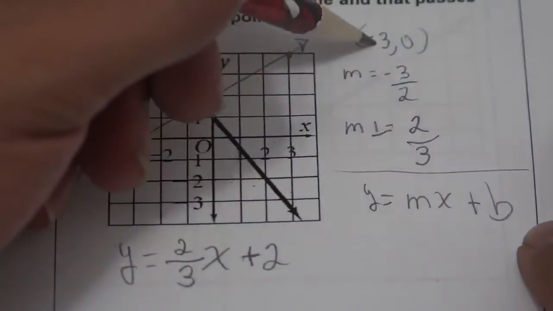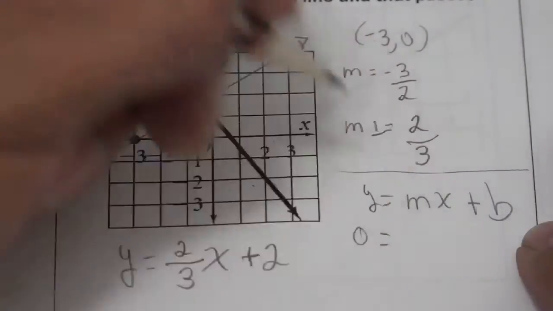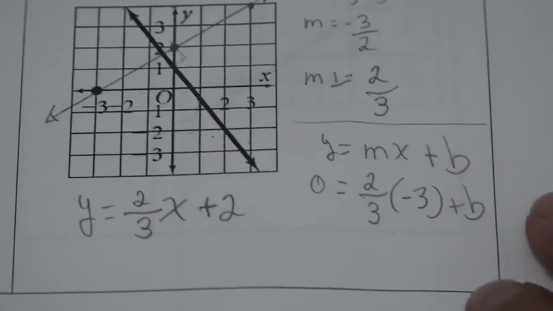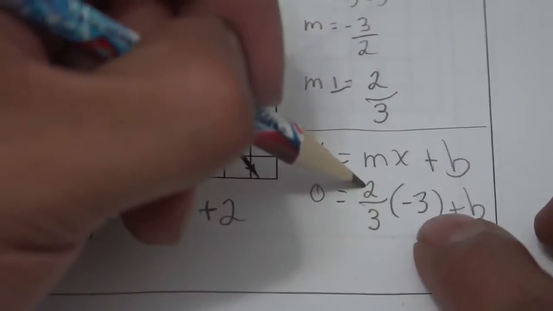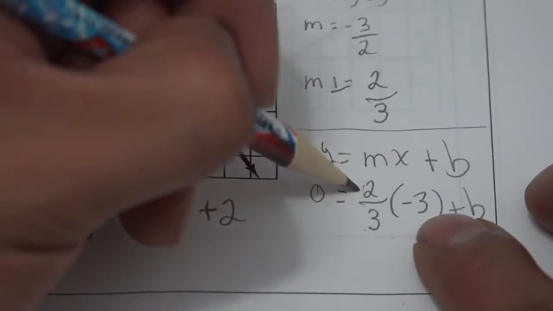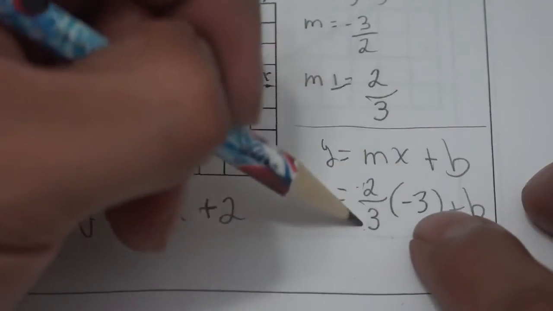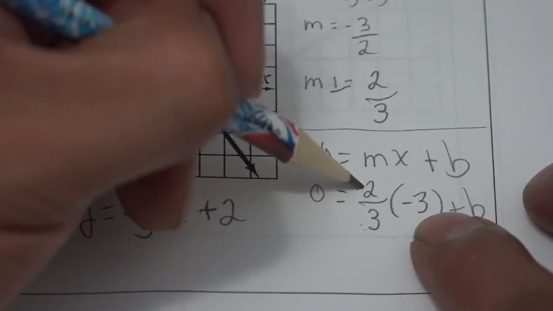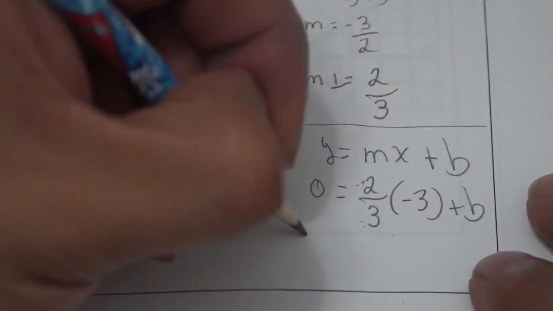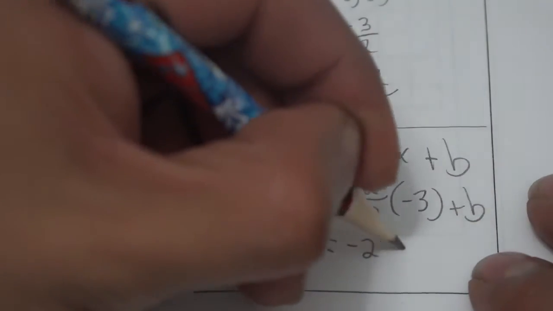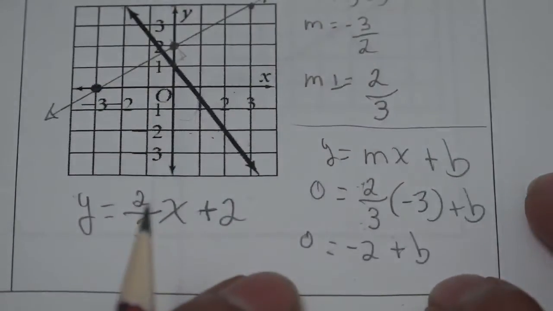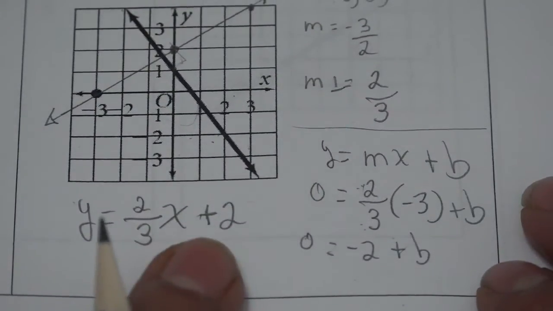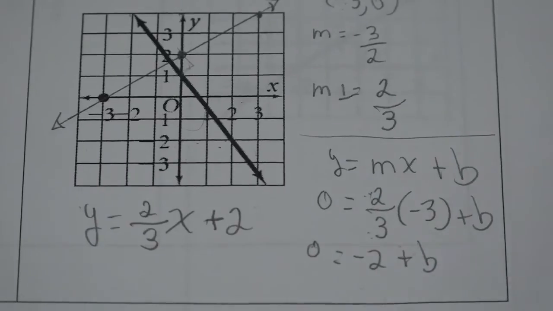Then you replace, you know this is x and this is y. So 0 equals the perpendicular slope that you need times the x component, which is negative 3, plus b, and you do the same thing that we've been doing. Look at this. Negative 3 times 2 is negative 6, divided by 3 is negative 2. Or negative 3 divided by 3 is negative 1 times 2, negative 2. So you have 0 equals negative 2 plus b. You're going to add 2 to both sides and b becomes 2, which is this one right here. And then you write your equation.